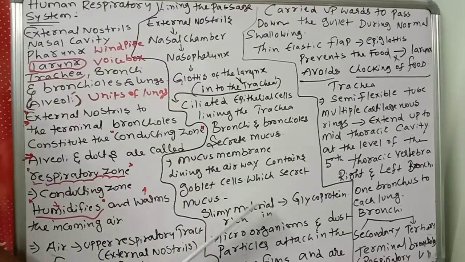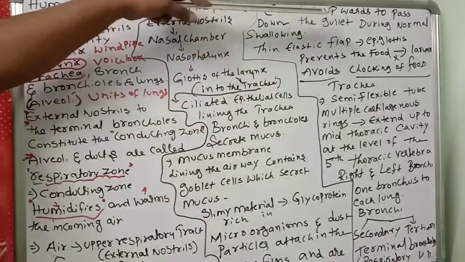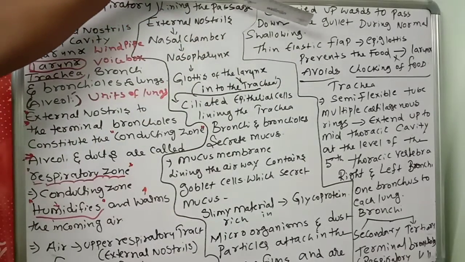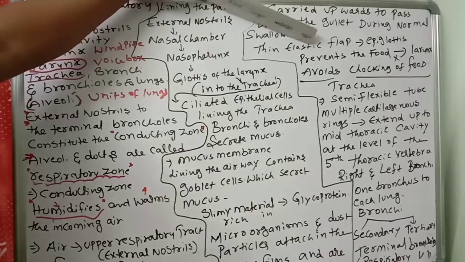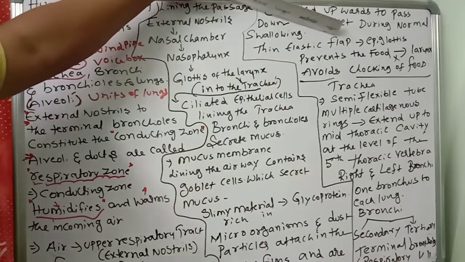What is the use and importance of this mucus? The mucus traps the microorganisms and dust particles attached in the mucus films, and they are carried upwards to pass down the gullet during normal swallowing. So it will go to the gullet. Next, very important, another neat bit, the thin elastic flap.